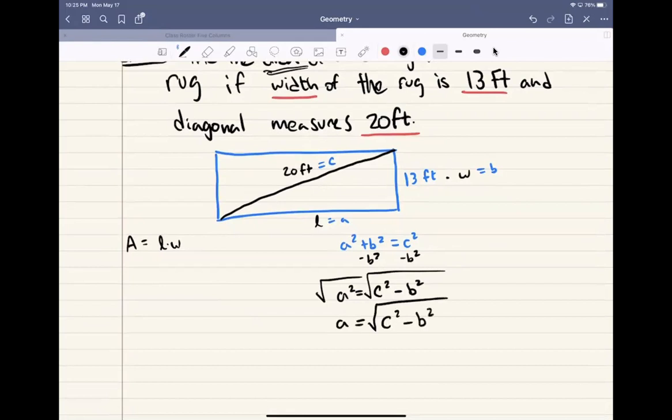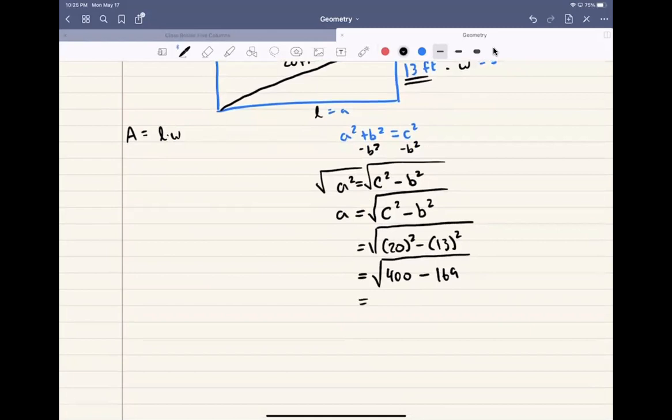And remember, B is 13 and C is 20. So we're just going to plug those numbers into our equation. It's 20 squared minus 13 squared. 20 squared is 400, minus, and I think that's 169. Let me double check. No, your teacher is not perfect. 13 times 13, yeah, 169. So this is going to give us the square root of 231. And now 231 is not a perfect square, I can tell you that much.